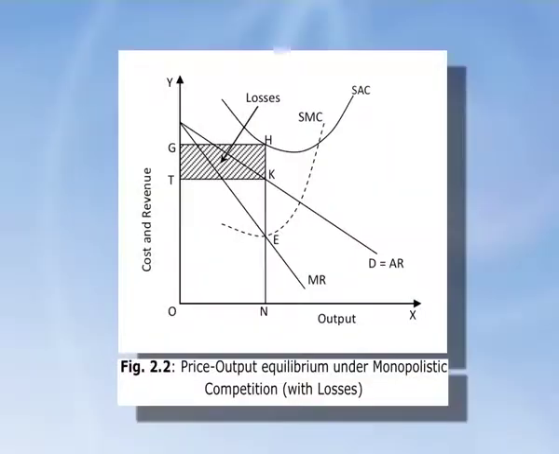Above, but it may make losses too if the demand conditions for its products are not so favorable relative to the cost conditions. Figure 2.2 depicts the case of a firm, the demand or the average revenue curve DD for whose product lies below the average cost curve throughout, indicating thereby that no output of the product can be produced at positive profits. However, the firm is in equilibrium at output ON and setting price NK or OT, because by fixing price at OT and output at ON, it is rendering the losses to be minimum.